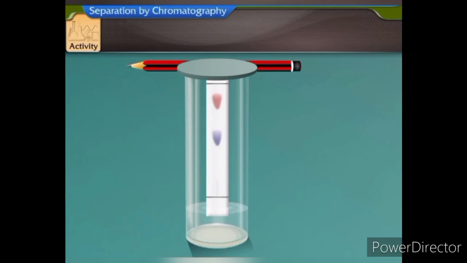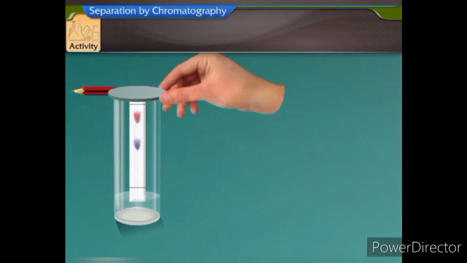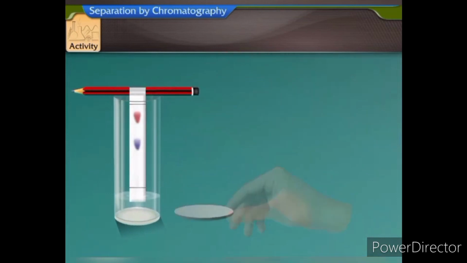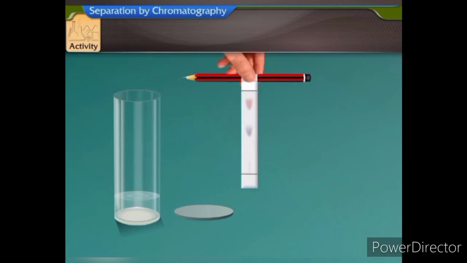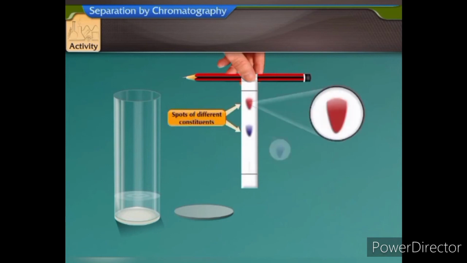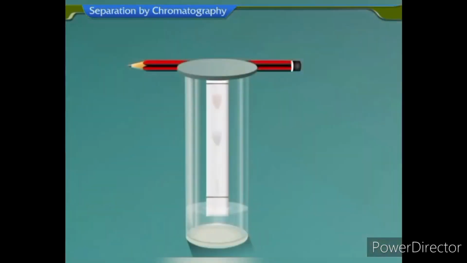When the solvent or the eluent reaches the upper line or the solvent front, remove the paper and allow it to dry. Two spots, that is, a red spot and a blue spot, are seen on the paper. This process of separation of mixtures is called chromatography.